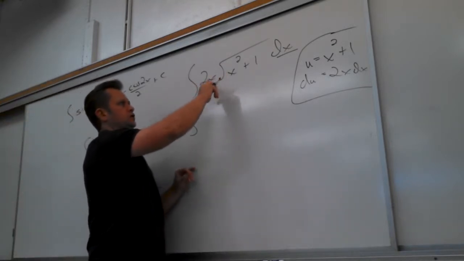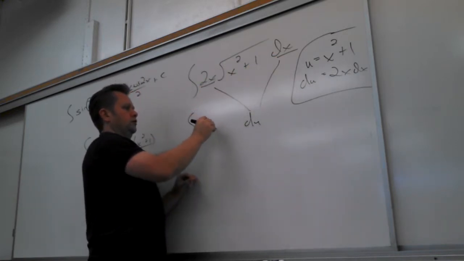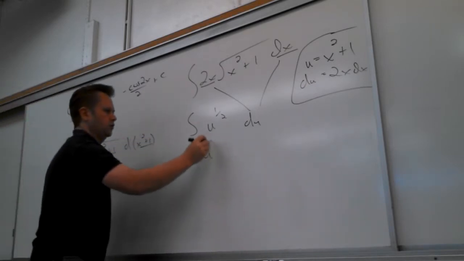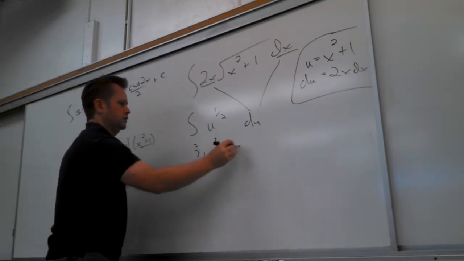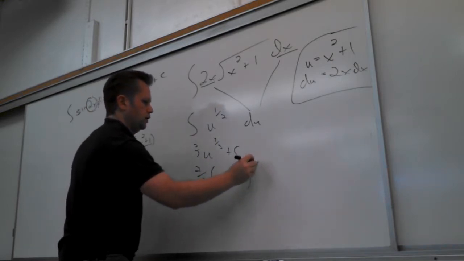So how do I rewrite this? 2x dx is du. Square root of u. And then of course we just do what we did over there. That'll be u to the 3 halves, 2 thirds, plus c, and then you replace u with what it's supposed to be.